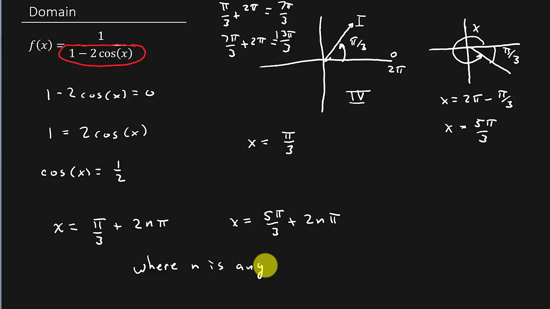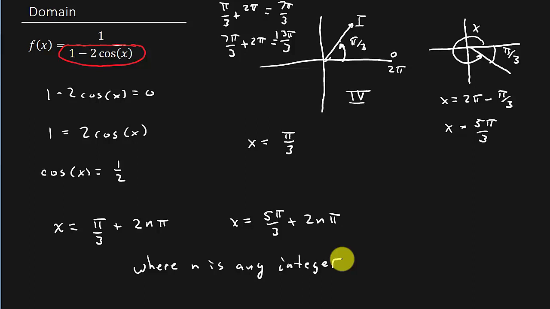So how many times are we going to add 2 pi? Well, we can add it once, twice, 3 times, 4 times, 5 times, 6 times, or we can subtract it 1 time, 2 times, 3 times, and so on. So where n is any integer. All right.